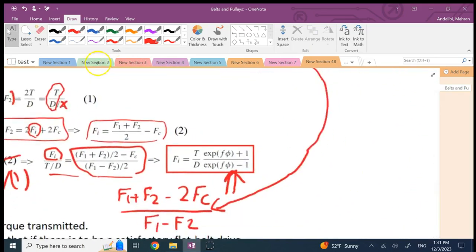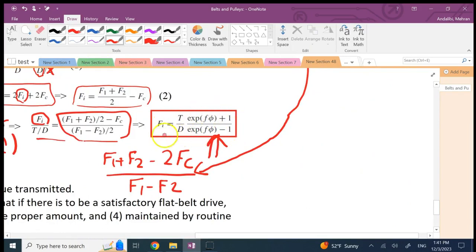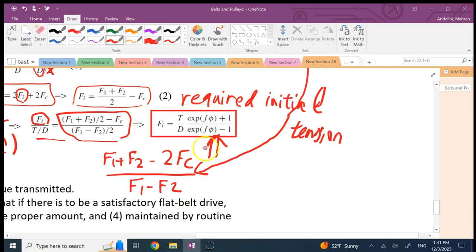So from here, you get this very critical equation. The amount of the initial tension you need in the belt. How much is it? T over D times exponential of fφ plus 1 over exponential of fφ minus 1. This is the required initial tension. If you don't have this much tension in the belt in the beginning, you will not be able to transfer torque. So this formula is very critically important, okay?